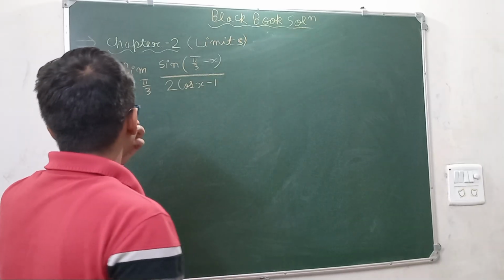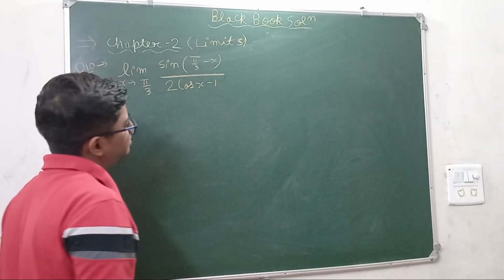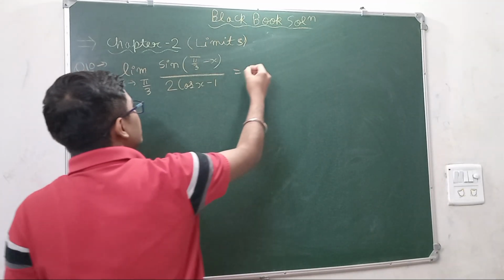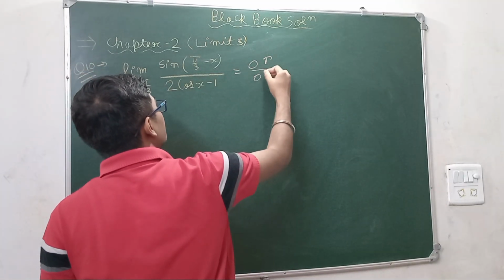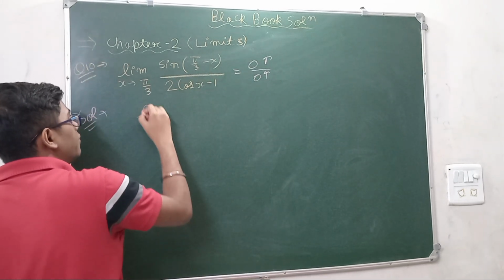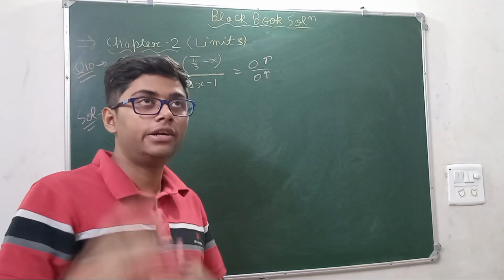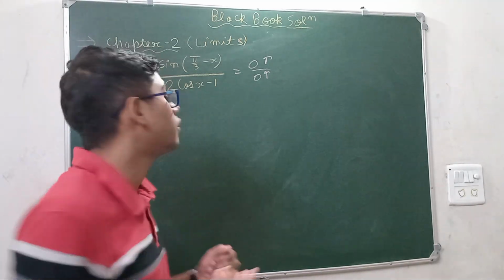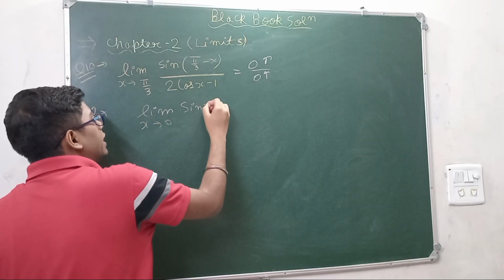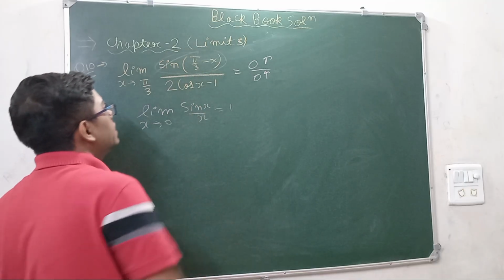Question number 10 is saying limit x tends to pi by 3 of sine of pi by 3 minus x upon 2 cos x minus 1. This is a very easy question. You can see again the limit is 0 by 0 form, so you can simply apply the L'Hopital rule here. First of all, whenever you see limit questions, you have to see whether standard results are applicable or not. Here, you know that limit x tends to 0, sine x by x is 1.